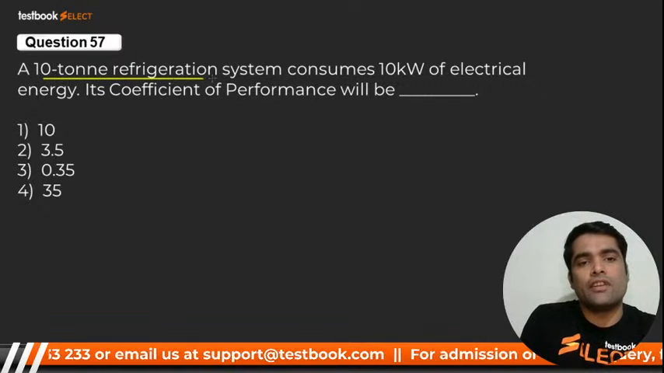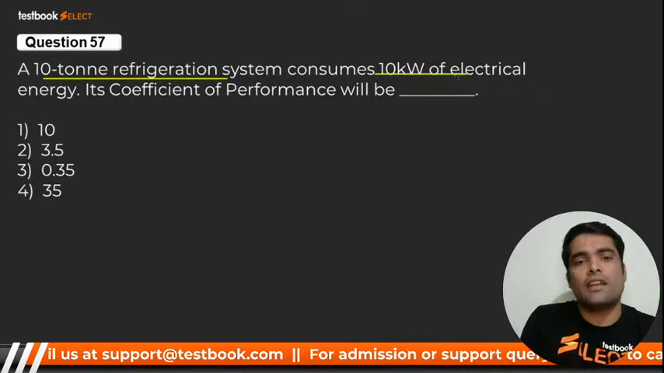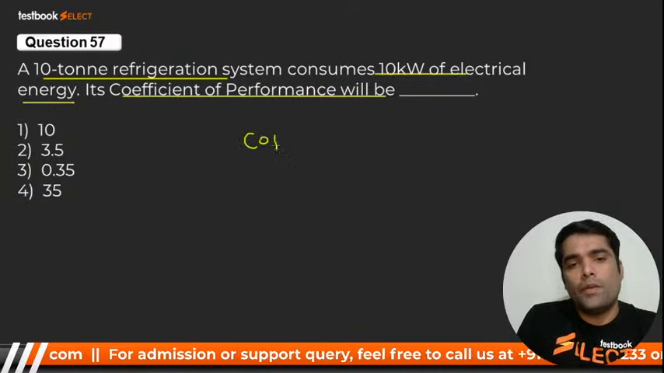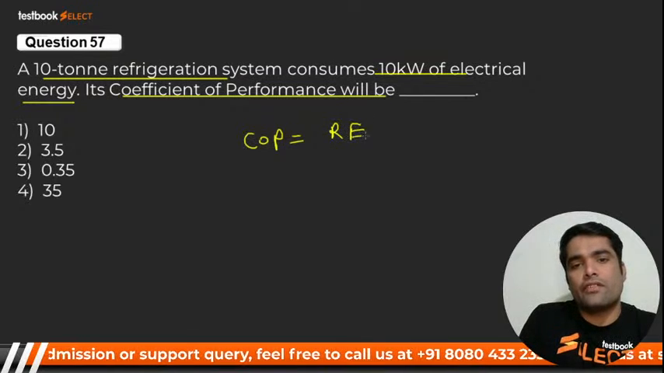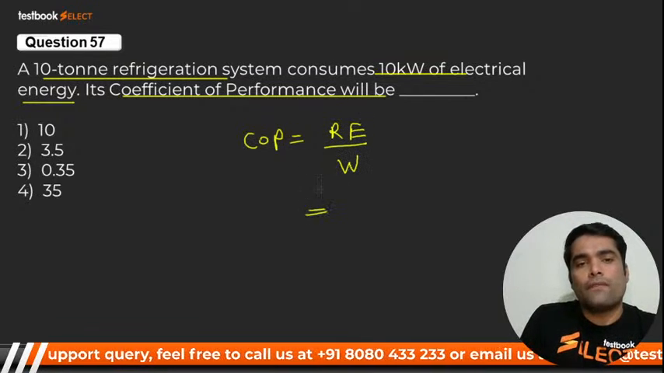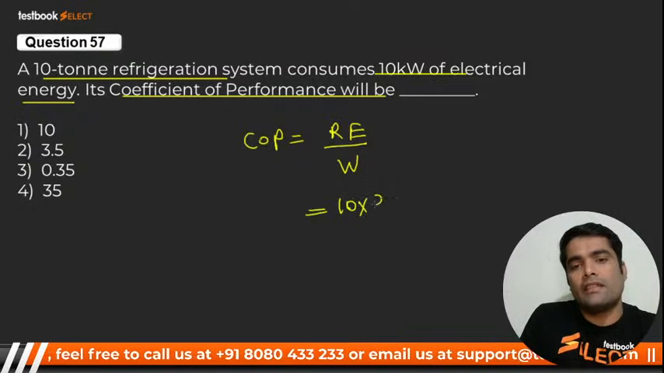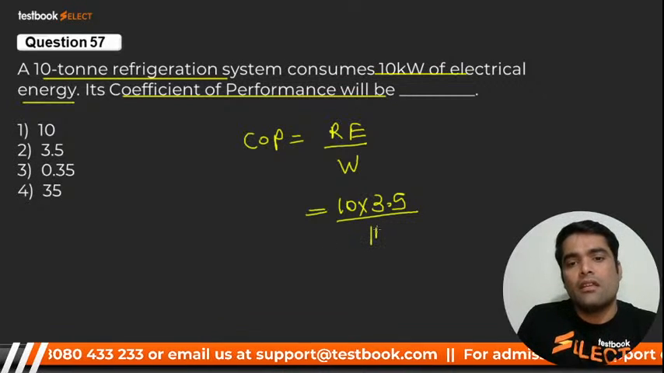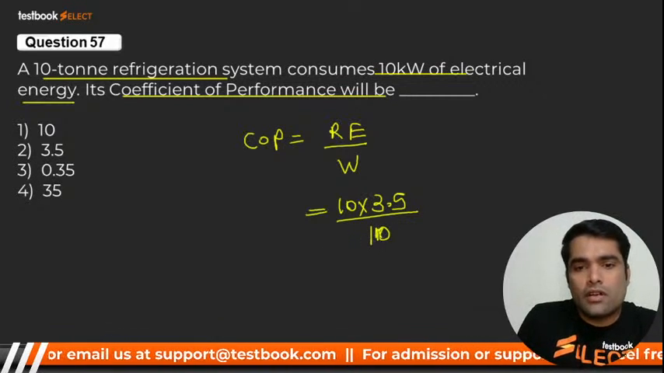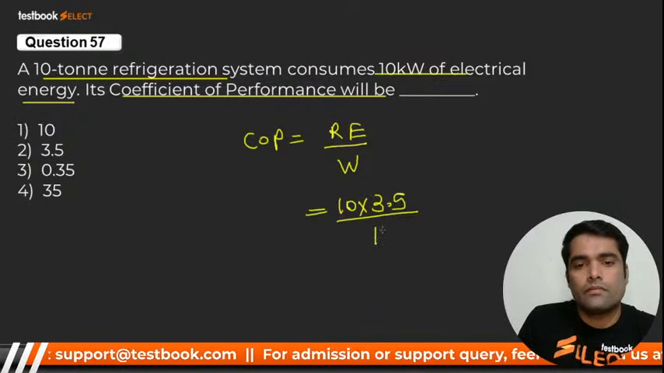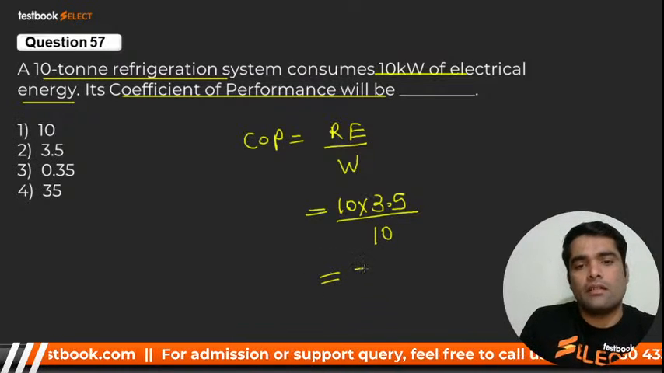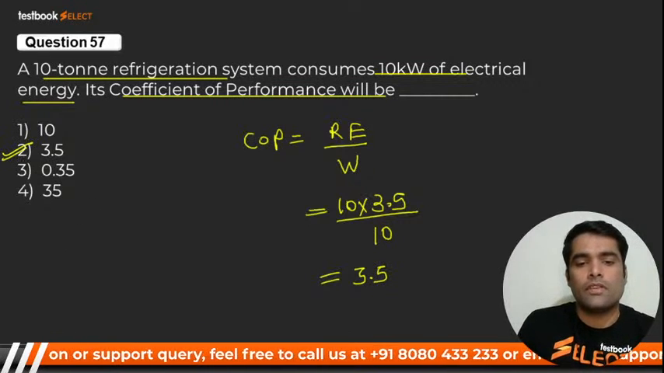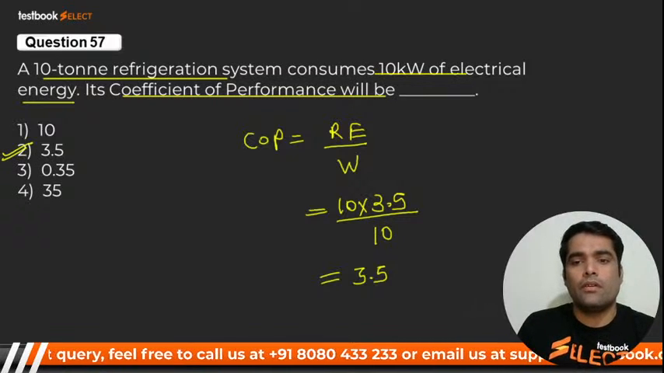A 10 ton refrigeration system consumes 10 kilowatt of electrical energy. Its coefficient of performance, COP, is what? Refrigeration effect divided by W. So the refrigeration effect is what, my dear? 10 multiplied by 3.5 kilowatt, divided by W. W is what, my dear? 10. What should it be? How much will it come to? 3.5. Yes or no, beta? Very good.